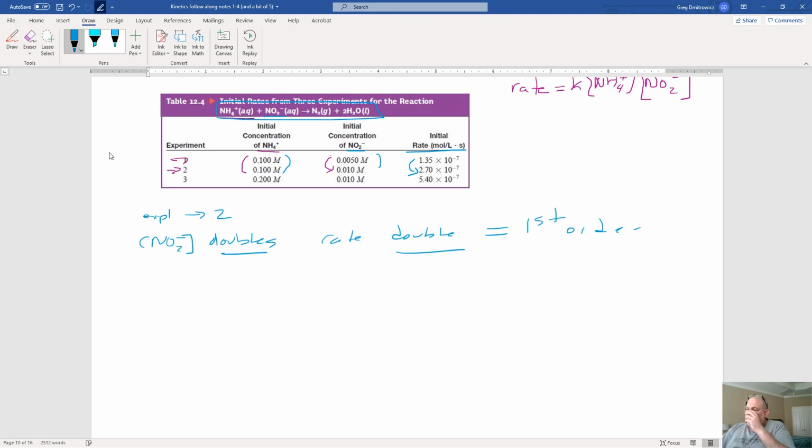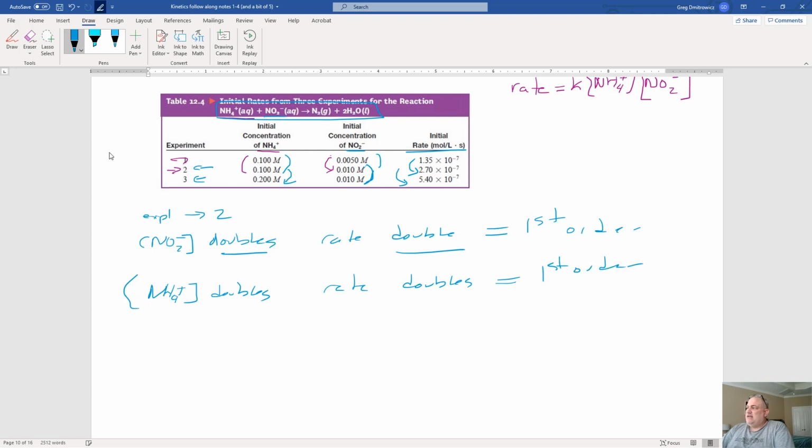Now, let's look, and again, we have to hold the other thing constant in order to compare the first thing. Will you notice here that experiments 2 and 3, do you see how NO2 minus is held constant, and you see how the NH4 plus concentration doubles? And again, if you take a look, the rate doubles. So this is a pretty gentle way of doing this here. That means that it's also first order.